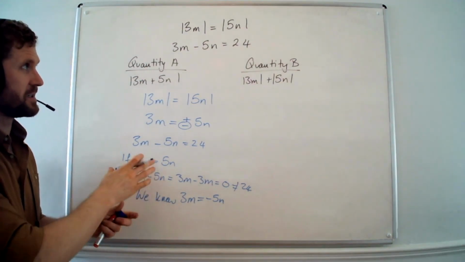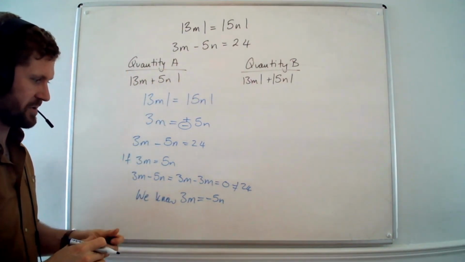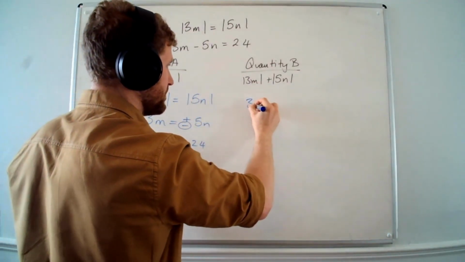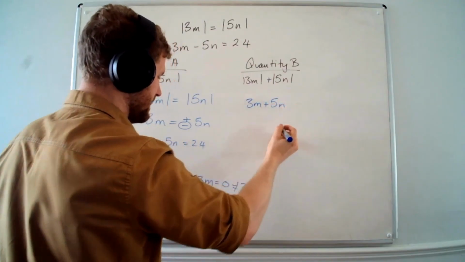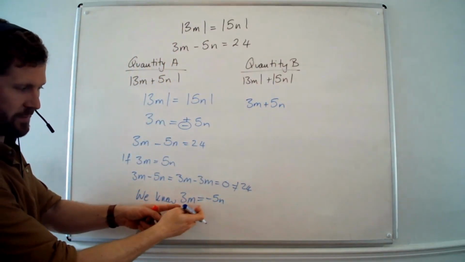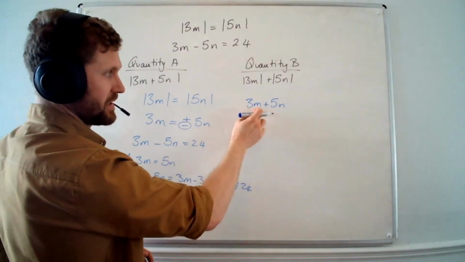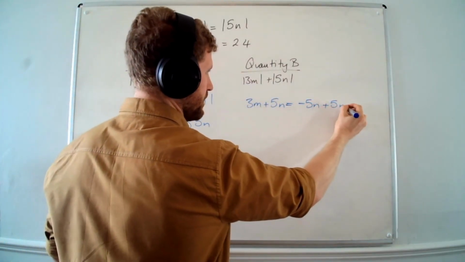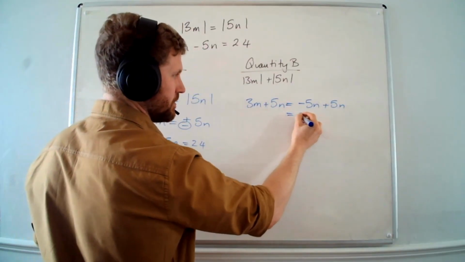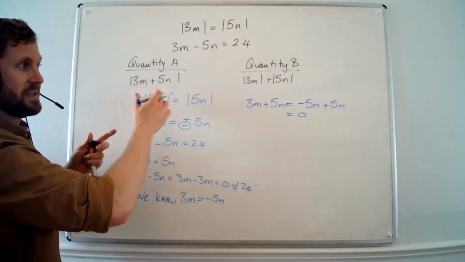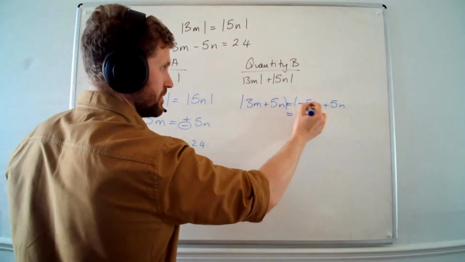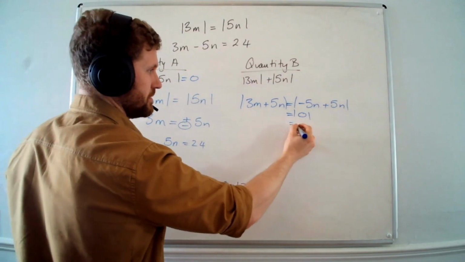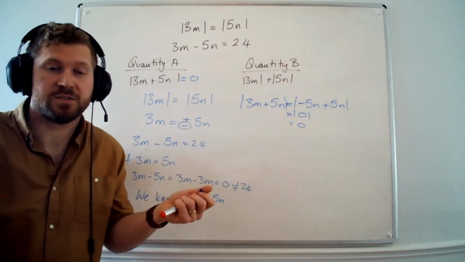Now I can start to think about what's going on with quantity A and quantity B here. If I look at what's inside quantity A, 3m plus 5n, well, as we said, 3m is equal to negative 5n, so that 3m is the same as negative 5n, but then I add on the other 5n, that's going to equal 0. Now I'm taking the absolute value of this, but the absolute value of 0 is still just 0. So quantity A is 0.